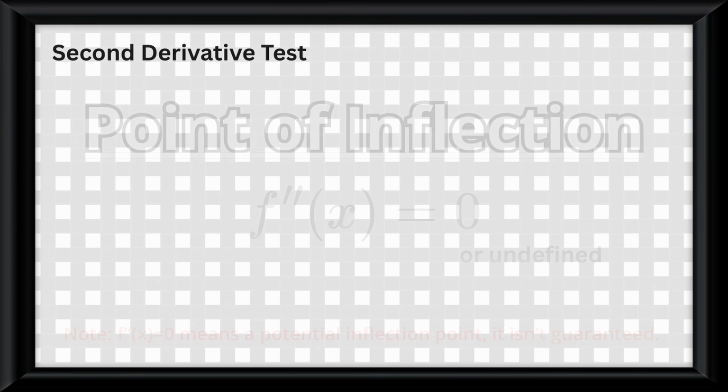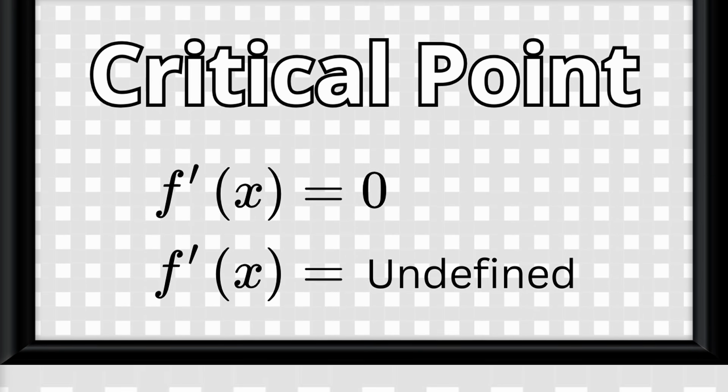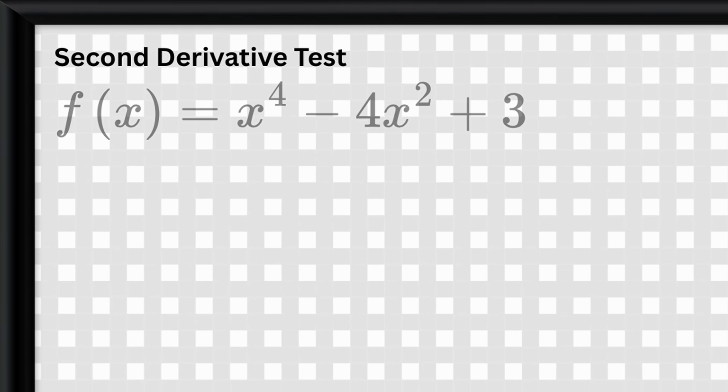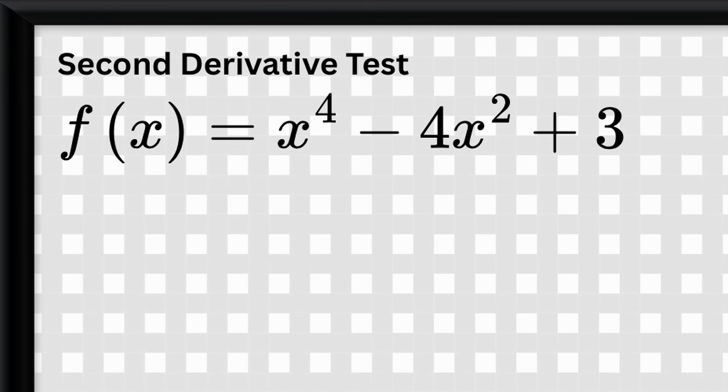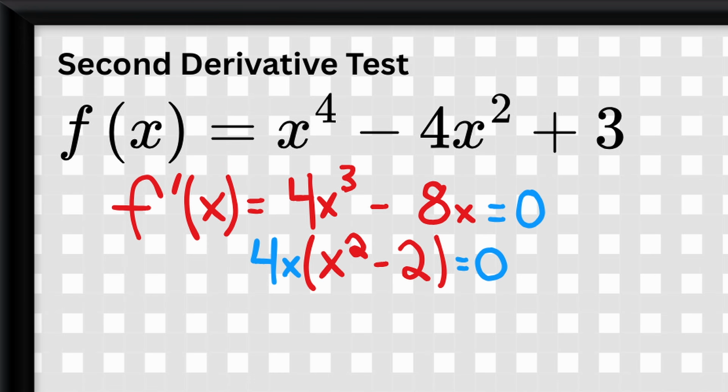So back to our second derivative test. Just so you know, this can only be used on critical points that are zeros of the derivative. This cannot be used on any critical points that come from the derivative being undefined. Here's how we perform the test. We'll use the function x to the fourth minus 4x squared plus 3. For solving for the derivative, we get 4x cubed minus 8x. Let's solve for our critical points, so we get x equals 0, √2, and -√2.